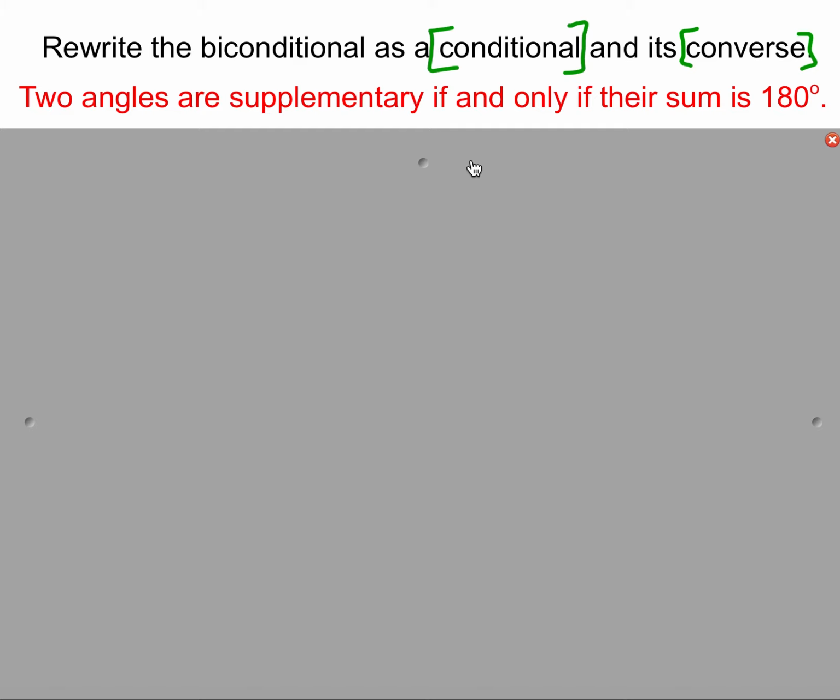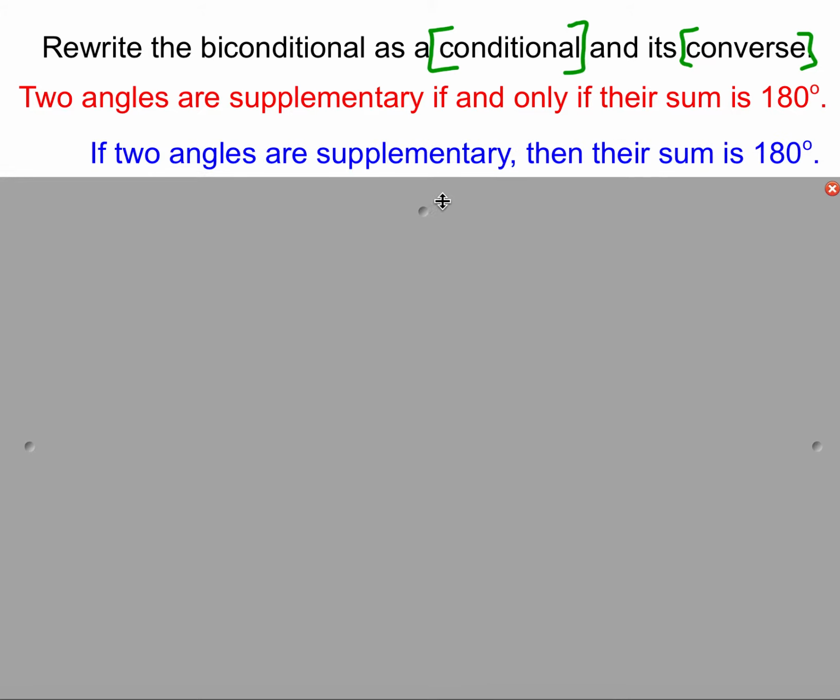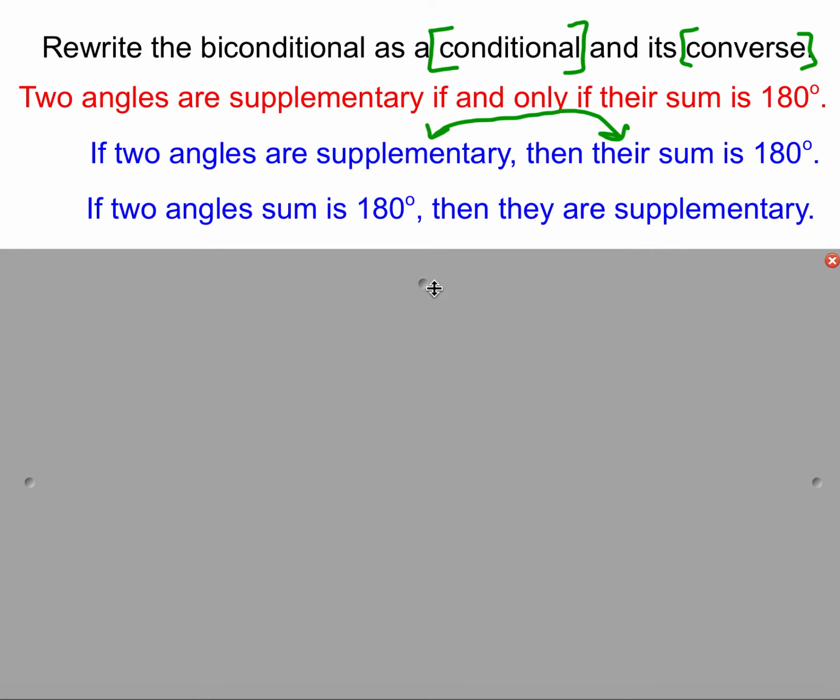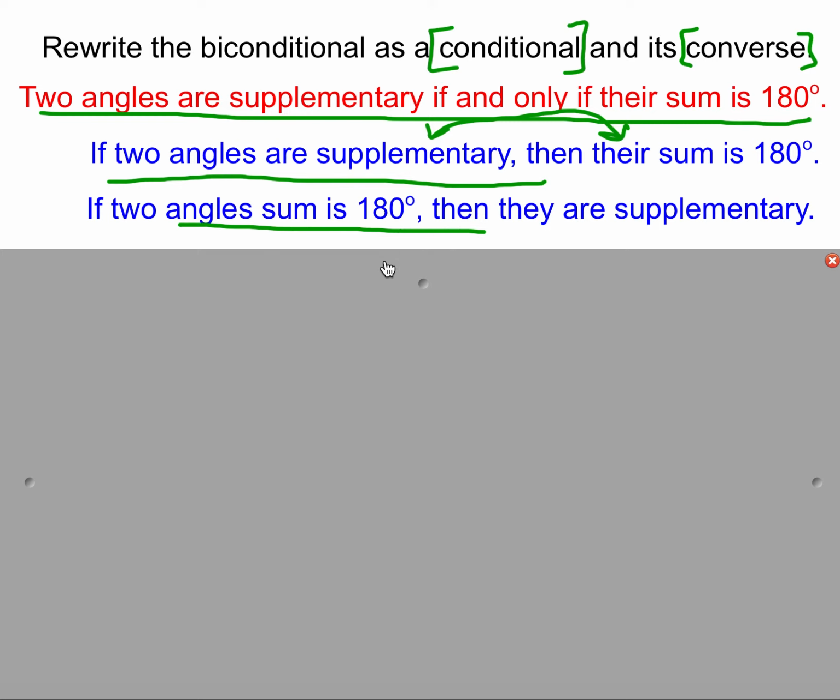Okay, so hopefully you have the conditional statement and its converse in your notes. The conditional statement would look like this: if two angles are supplementary, then their sum is 180. We saw that in the last section. And then the converse would be if I flip-flopped these two statements: if two angles' sum is 180, then they are supplementary. So that is taking this biconditional statement and rewriting it as two statements, the conditional and its converse.